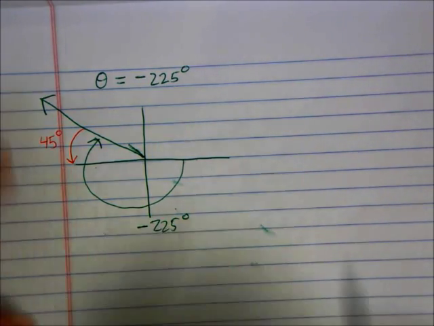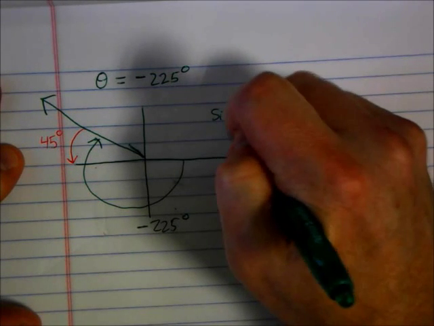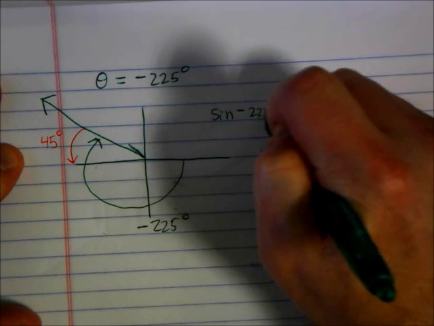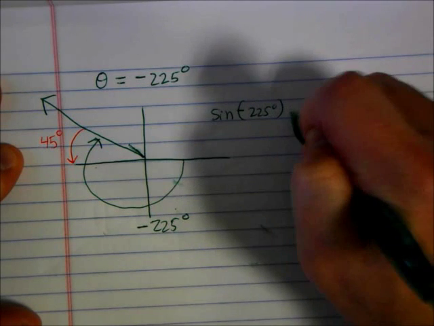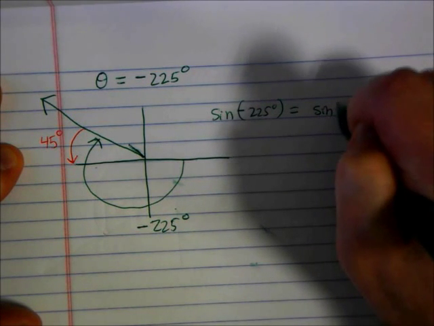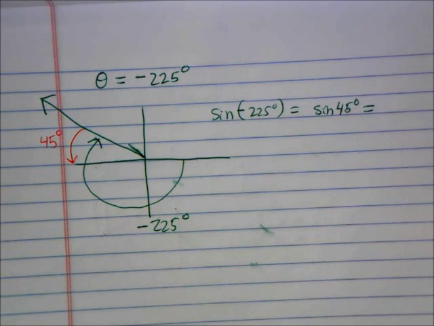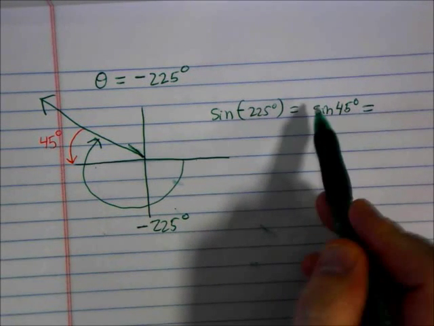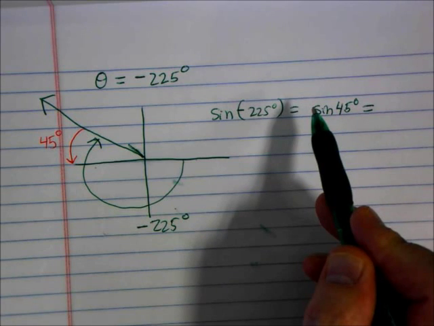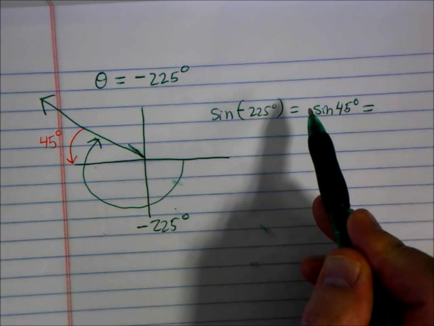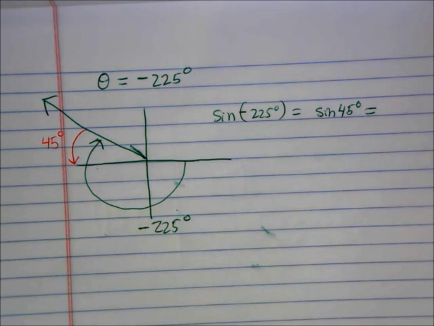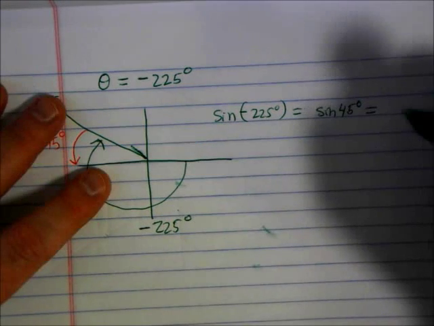Okay, so here's my answer. Sine of negative 225 degrees is the same as sine 45 degrees. Do I need a plus? Do I need a minus sign? No, because sine is positive in quadrant number 2. Sine of 45 degrees is square root of 2 over 2.